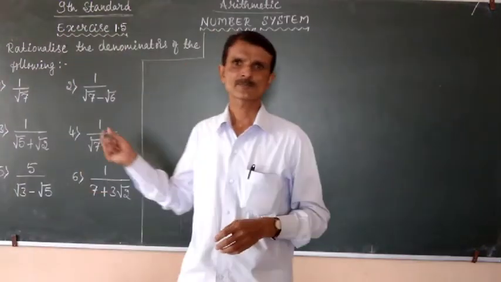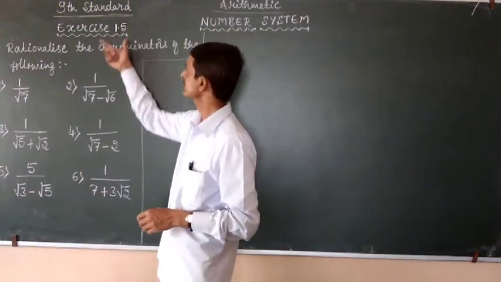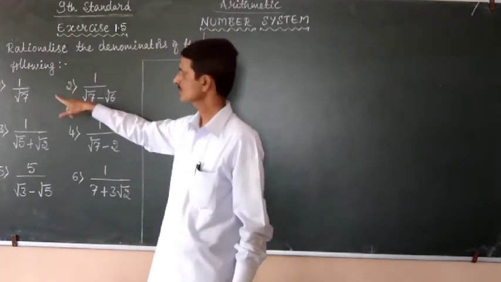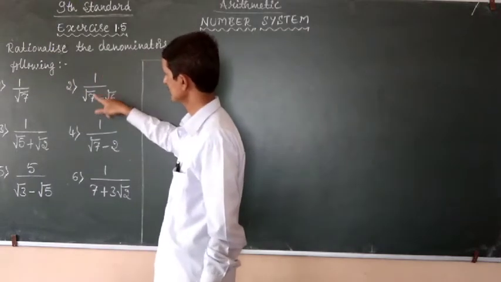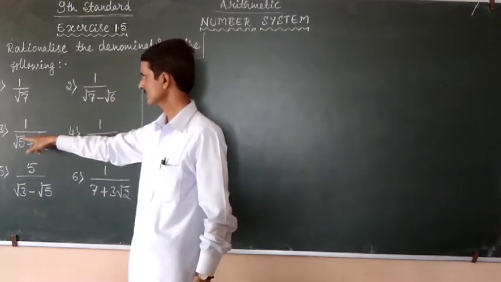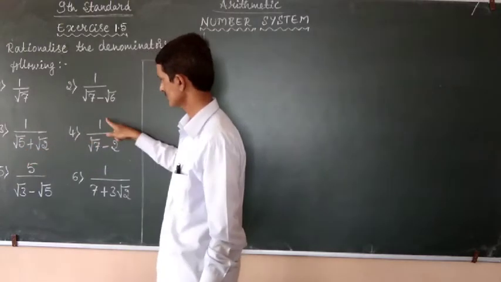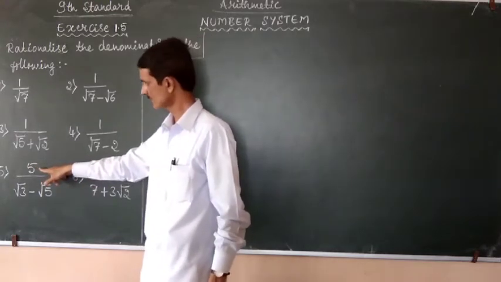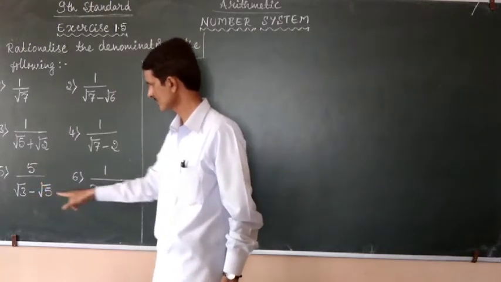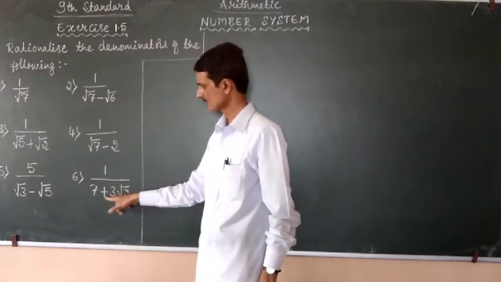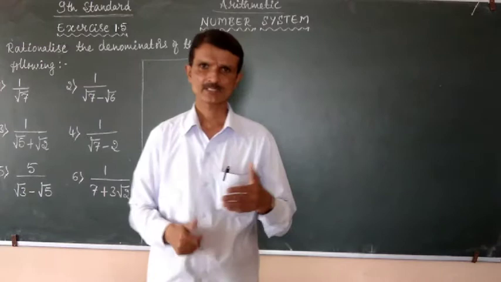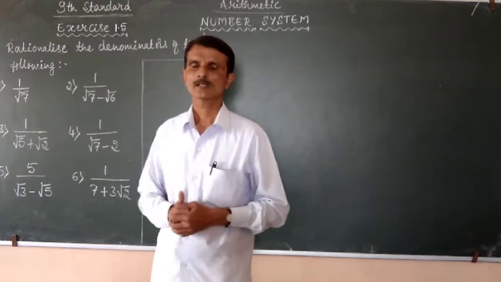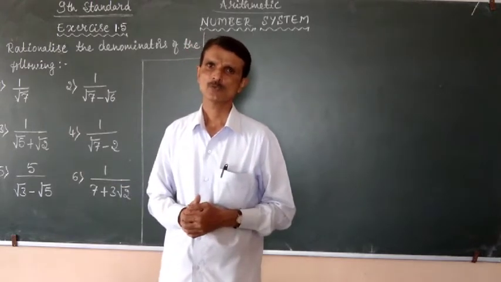Students, now observe the problems of exercise 1.5. Rationalize the denominators of the following. First one is 1 by root 7. Second one is 1 by root 7 minus root 6. Third one is 1 by root 5 plus root 2. Fourth one is 1 by root 7 minus 2. Fifth one is 5 by root 3 minus root 5. Sixth one is 1 by 7 plus 3 root 2. I will show two problems. You have to complete that in your homework.